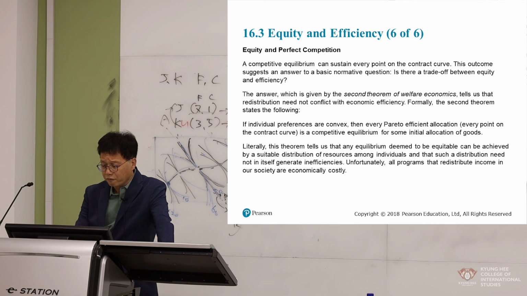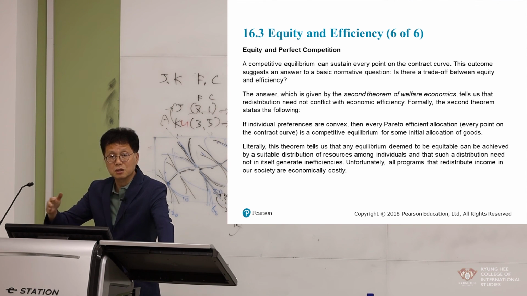The second theorem of welfare economics says redistribution need not conflict with economic efficiency. Formally, the second theorem states the following. If individual preferences are convex, then every Pareto efficient allocation, every point on the contract curve, is a competitive equilibrium for some initial allocation of goods. Literally, the theorem tells us that any equilibrium deemed to be equitable can be achieved by a suitable distribution of resources among individuals.